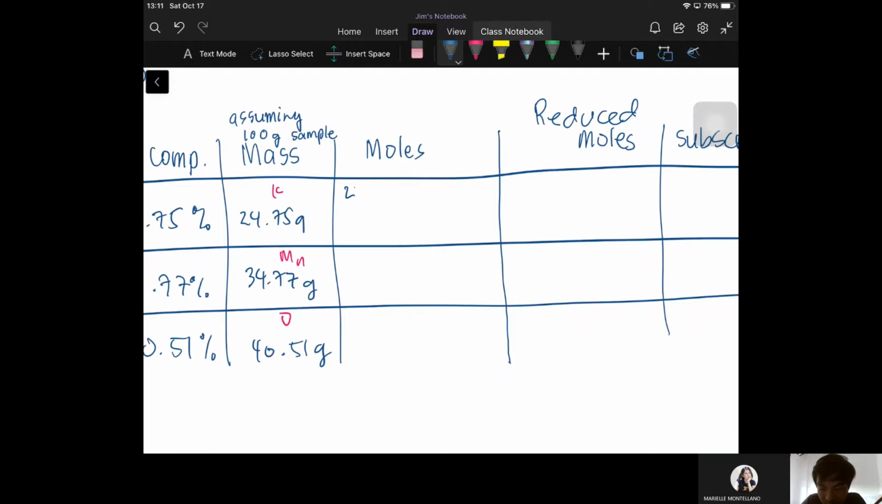So that's 24.75 divided by potassium 39.09. I'll solve everything later, I'll just write the expression first. So for manganese, that's 34.77 divided by 54.938. And for oxygen, that's 40.51 divided by 15.999.